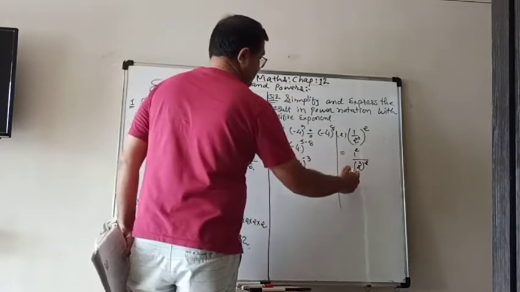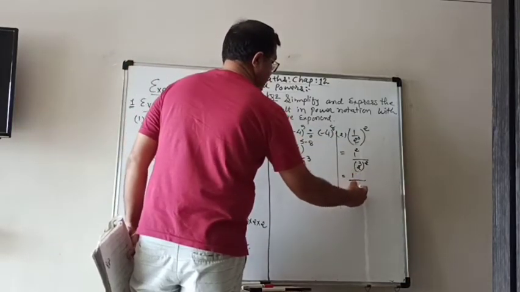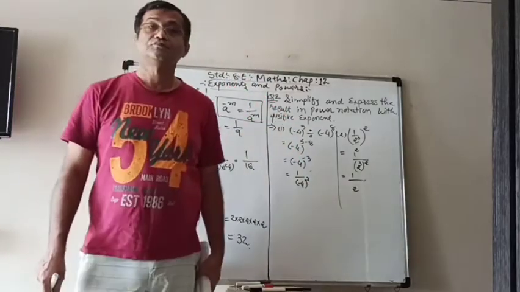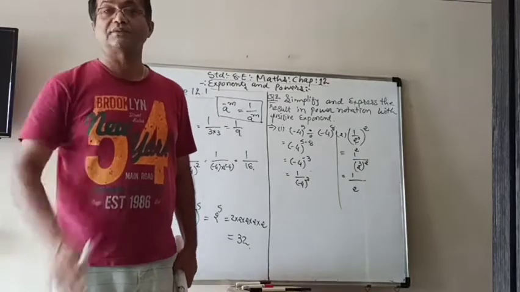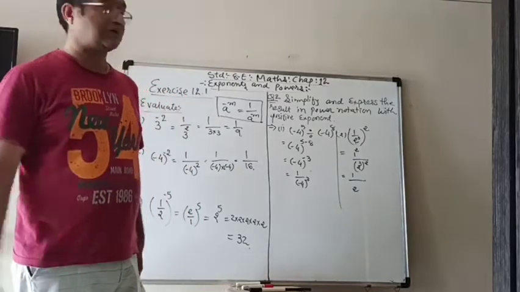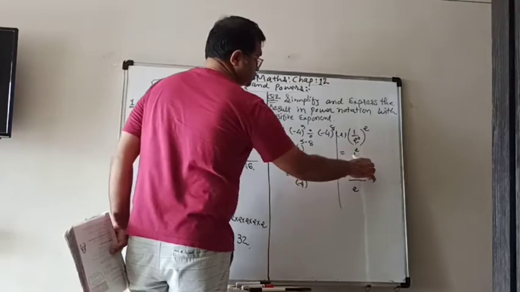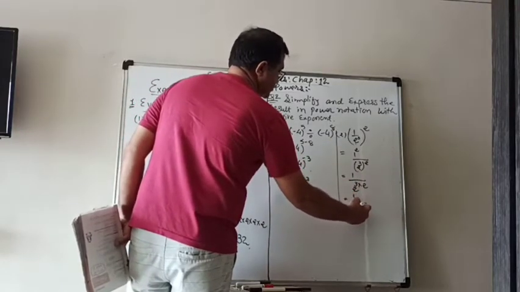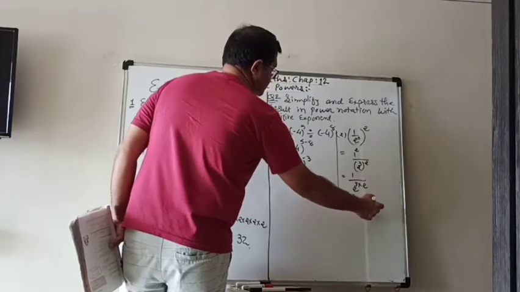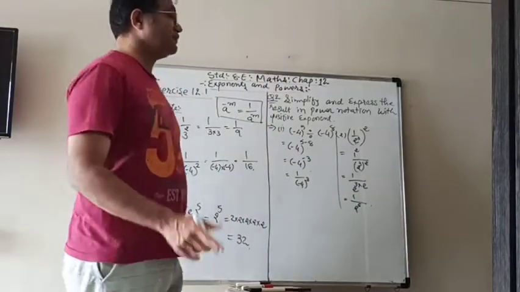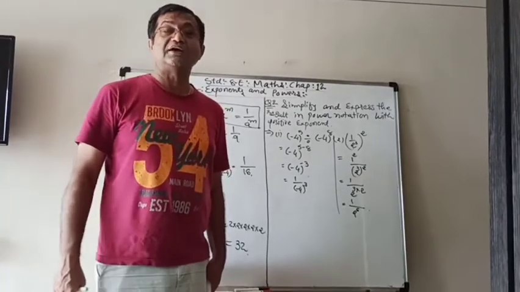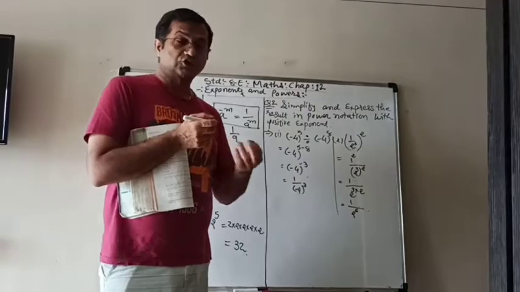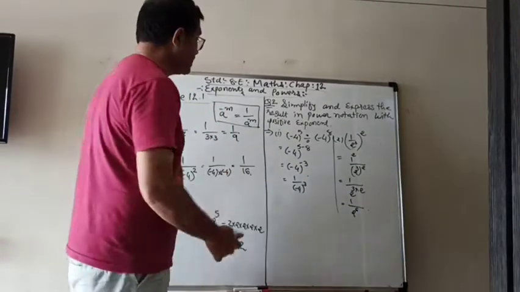Now 1 square is 1 and 2 raised to... Now the third rule. What was the third rule? Power of power. Then you multiply the power. Means here 3 and 2 will be multiplied. And the answer is 1 upon 2 raised to 6. Here we don't need to find the answer because we just have to simplify. So don't have to write down the final answer.